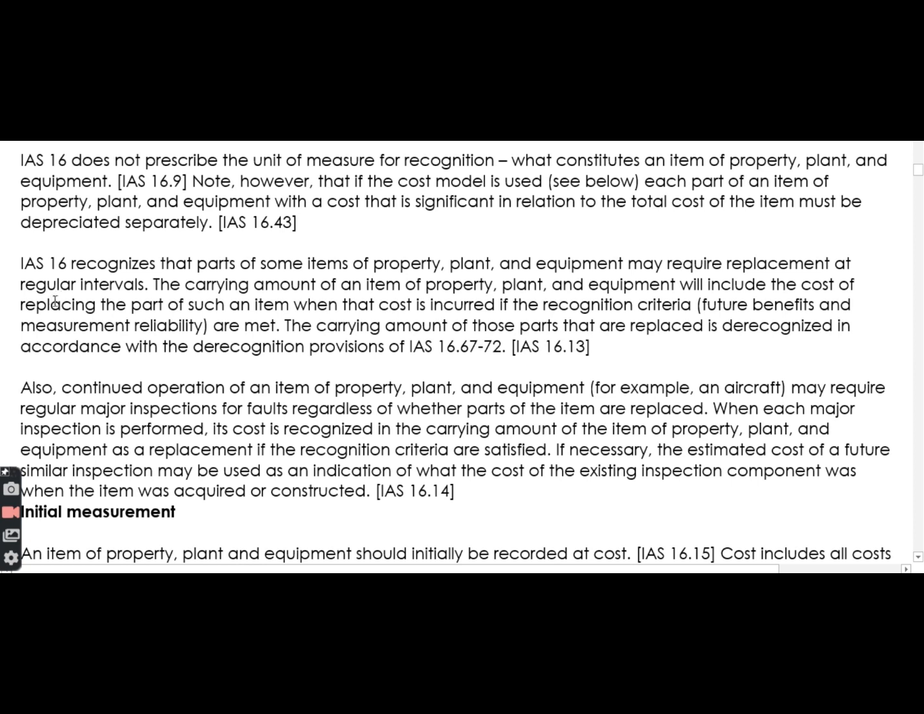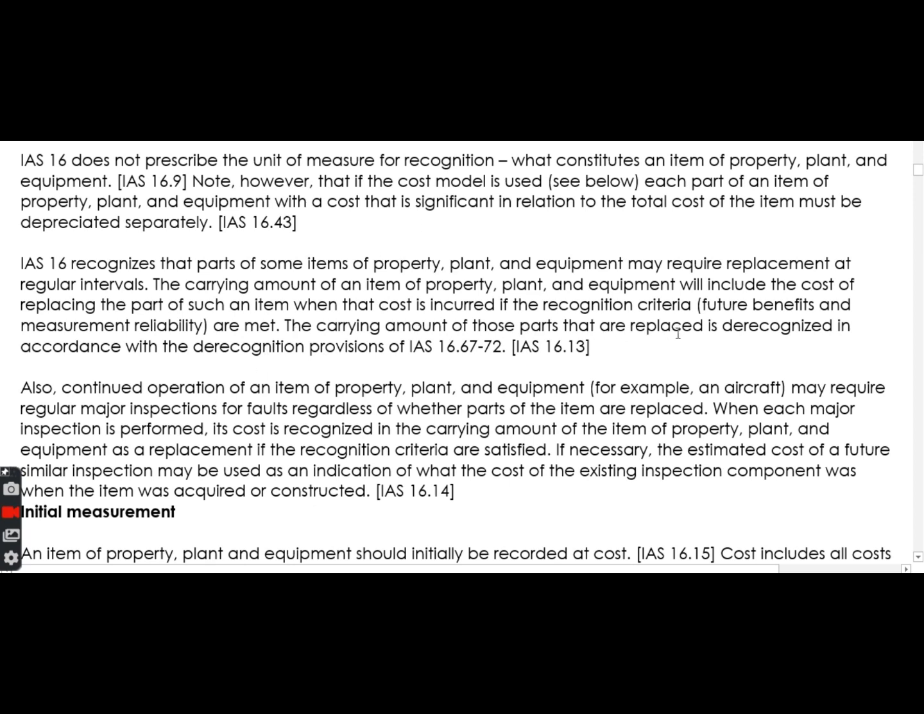Also, IAS 16 recognizes that parts of some items of property, plant, and equipment may require replacement at regular intervals. Therefore, the carrying amount of an item of property, plant, and equipment will include the cost of such replacements if the recognition criteria are met. Similar to what we said a while ago.